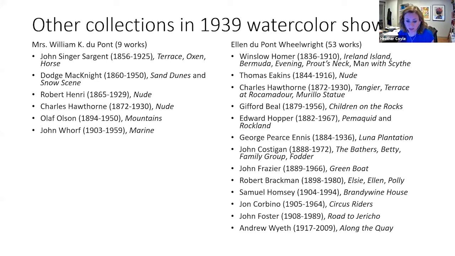Mrs. Wheelwright's collection, she lent 53 things, was particularly strong. I do wish she had given the whole thing to the museum. She lent works by Eakins and Homer, as well as American Impressionists and contemporary artists. And it is worth noting her early ownership of an Andrew Wyeth. Wyeth had his first solo show at Macbeth in 1937 and his first solo museum show at the Courier in 1939, when he was just 22.